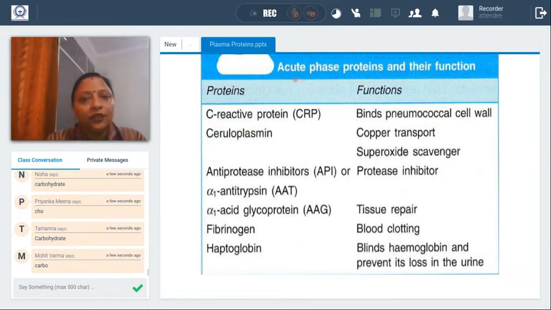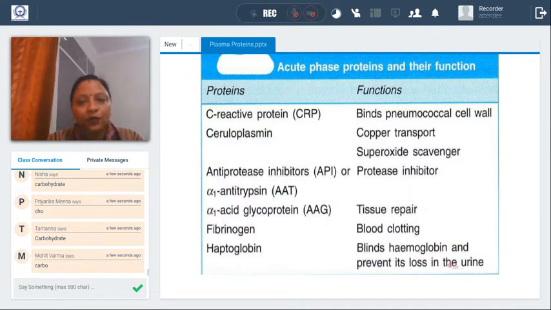So these are the major acute phase proteins and their functions. CRP binds pneumococcal cell wall, ceruloplasmin is for copper transport, antiprotease inhibits proteases, AAG is for tissue repair, fibrinogen is for blood clotting, haptoglobin binds hemoglobin and prevents its loss in the urine. It preserves the hemoglobin.